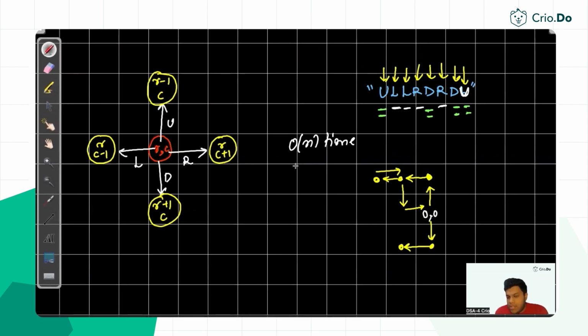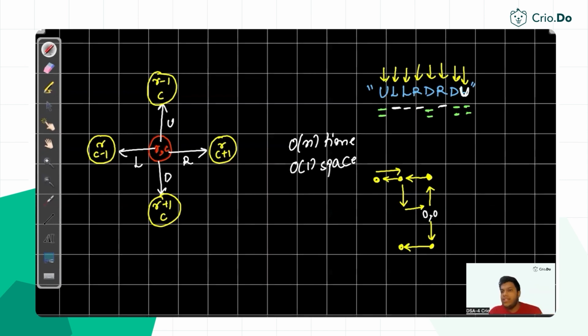And what about space? We are actually not requiring any extra space. Why? Because we are just requiring 2 variables, the row variable, the column variable. So constant space solution. Linear time, constant space solution. And finally, after all the moves, you just have to again apply an if else condition based on whether row is equal to 0 as well as, and operator, column is equal to 0 or not. So that is again a constant operation only.